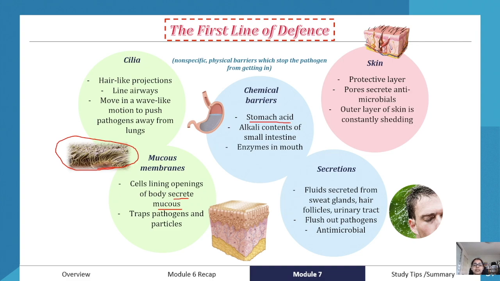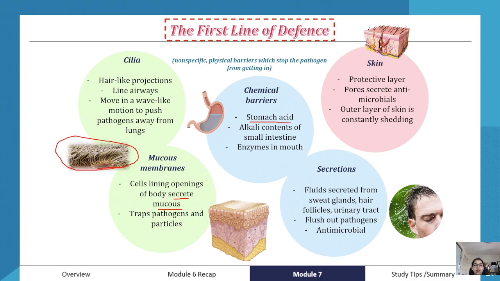We then have secretions. These are fluids which are secreted from the body, including sweat glands, hair follicles, and urine. So fluids secreted from these specific parts: sweat glands, hair follicles, and the urinary tract. What they do is they aim to flush out pathogens, and they're also antimicrobial. Last but not least, the skin.